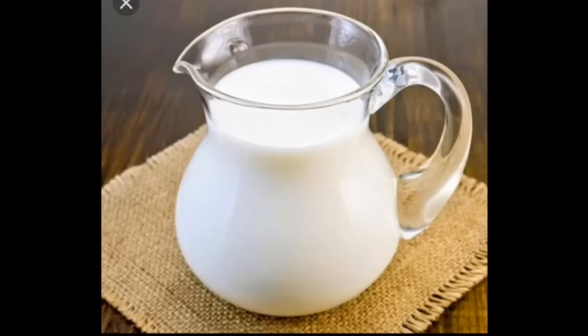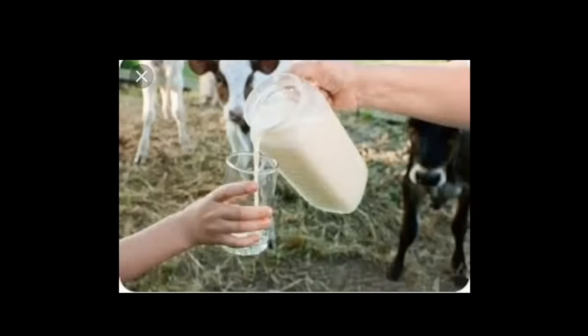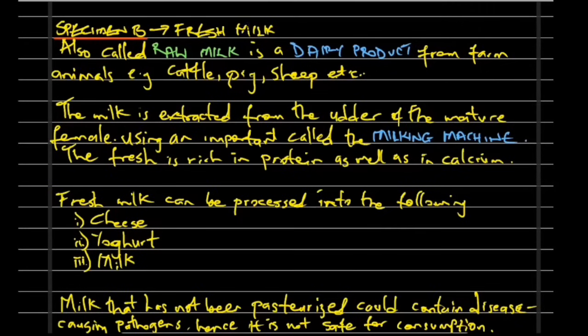So you can see freshly procured milk. You can see it here. So that is basically what the fresh milk is talking about. So we'll move to the next specimen, which is specimen C.